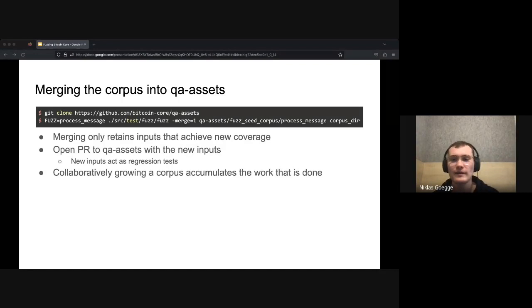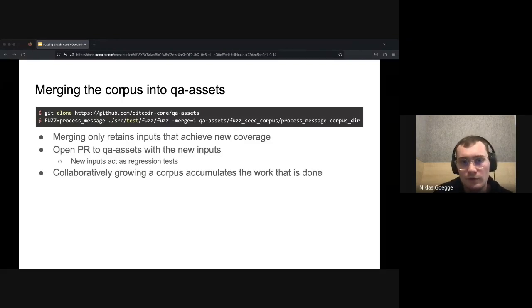Okay, so once you've run the fuzzer, let's say again for the process message target, and you want to contribute any new inputs you found back to our QA assets, then you need to run a merge step with libFuzzer. You can see here with -merge=1. Then you specify the QA assets corpus directory, which is qa-assets/fuzz_corpora/ and then the target name. And the next directory you specify is the directory you used for fuzzing. This will basically copy any inputs from your directory to the QA assets directory if they cause new coverage.